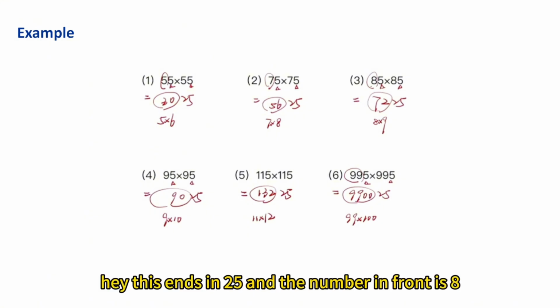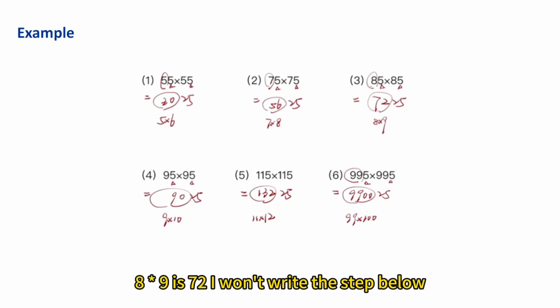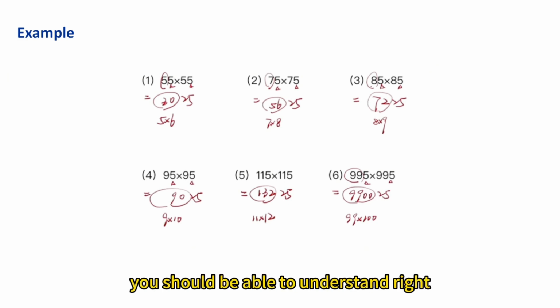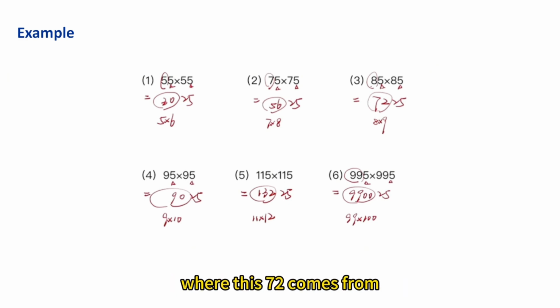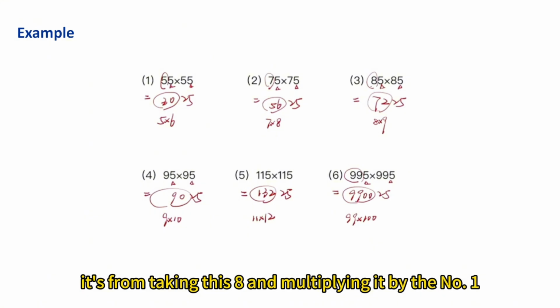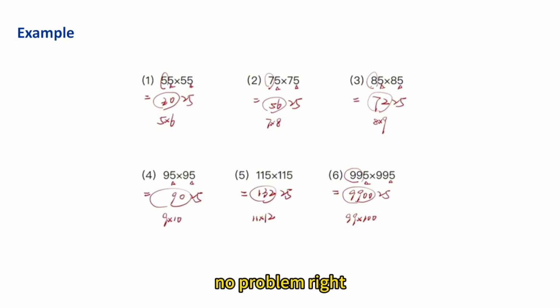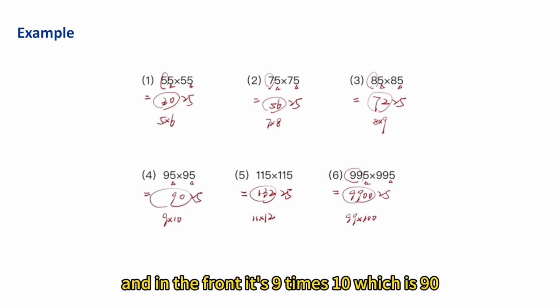Understand now? 85 times 85 is the same. Hey, this ends in 25. And the number in front is 8. 8 times 9 is 72. I won't write the step below. You should be able to understand, right? Where this 72 comes from. It's from taking this 8 and multiplying it by the number 1 bigger than it. No problem, right? Okay, 95 times 95. Both end in 5. The two numbers are the same. 25 at the end. And in the front, it's 9 times 10, which is 90.